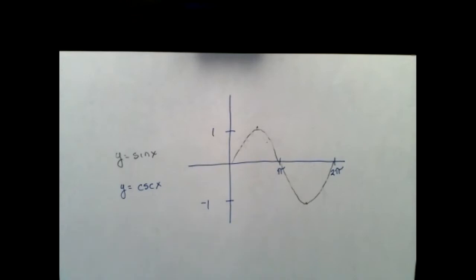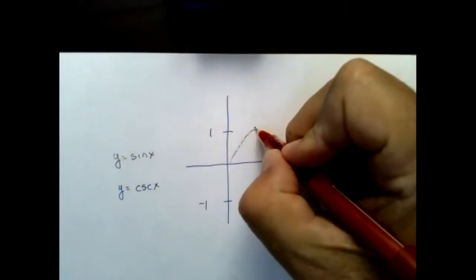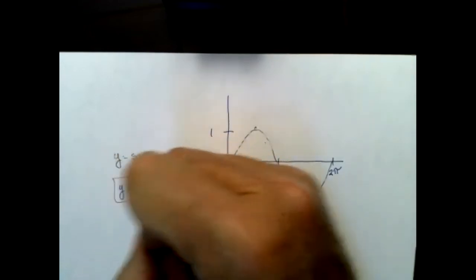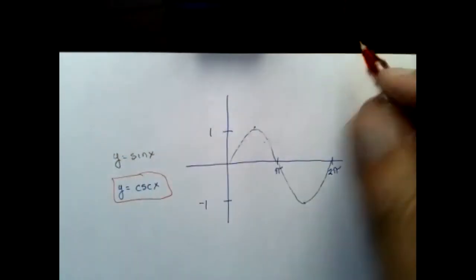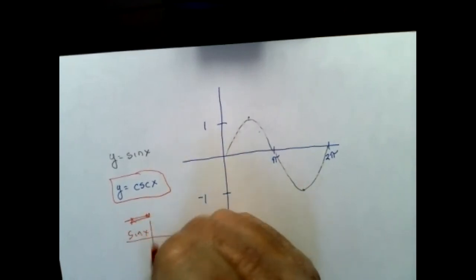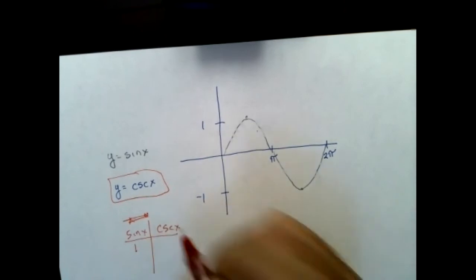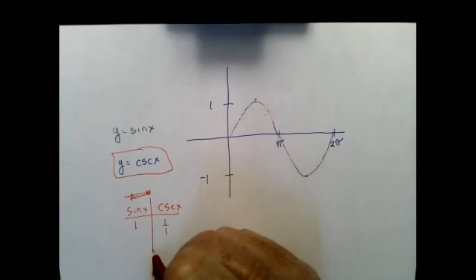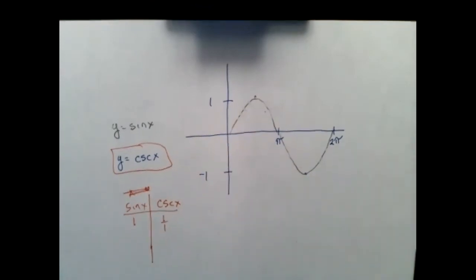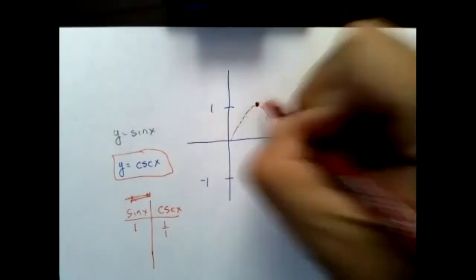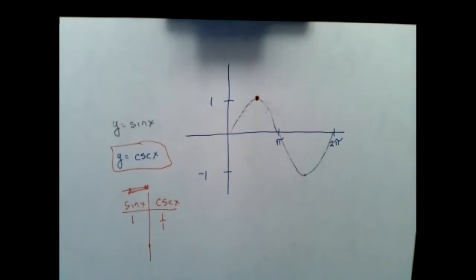For example, what is the reciprocal of 1? Right here, this is a y value. If the sine of x is 1, the cosecant of x has to be the reciprocal. The reciprocal of that is 1 over 1. What's 1 over 1? 1, right? So I know that's a point on the graph of the cosecant of x.